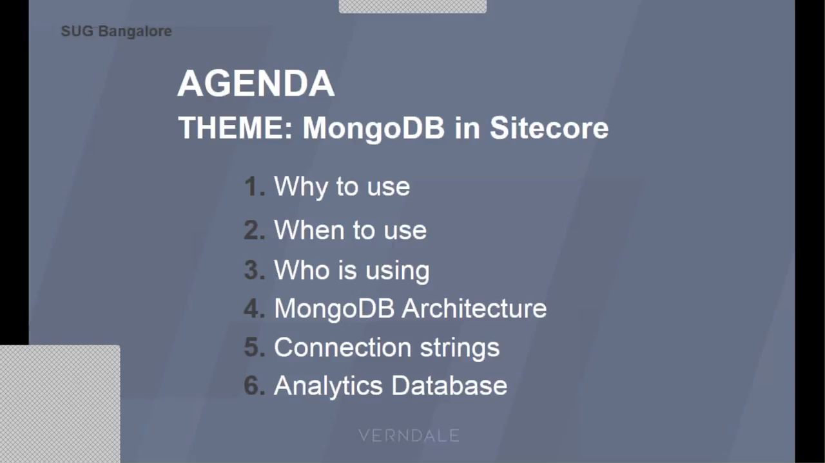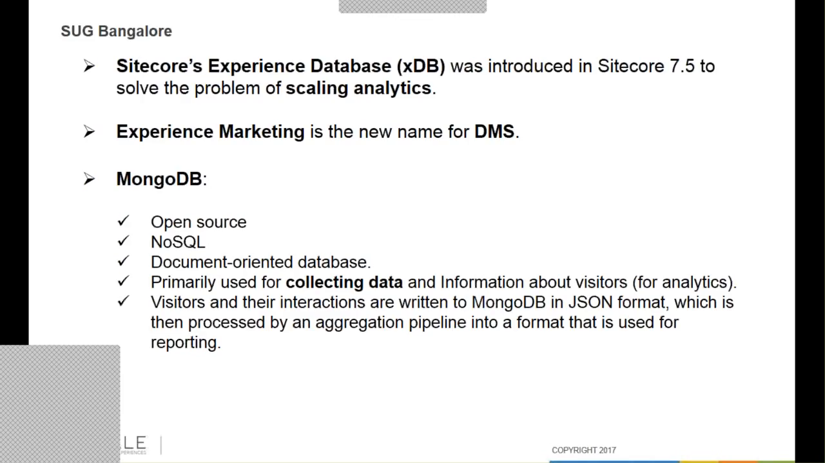Another point is connection strings: what are the different connection strings which come with MongoDB and Sitecore, along with a description of all the different connection strings. We're also going to cover the analytics database. And another thing which is not mentioned here, we are also going to cover in brief the different deployment patterns we have when we talk about XDB deployments, so the types of deployments present for MongoDB. So let's start with the introduction.